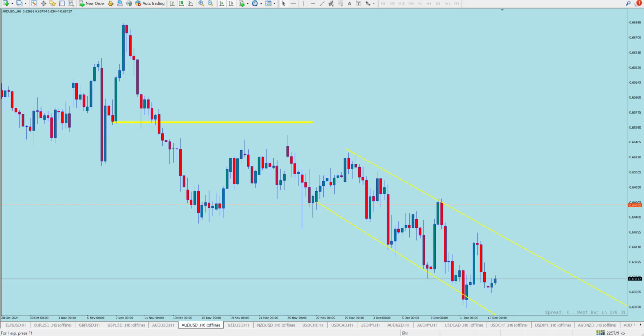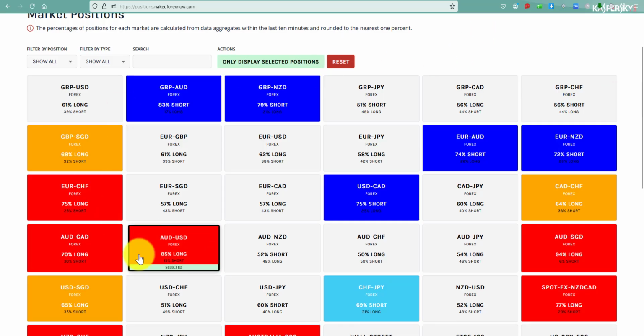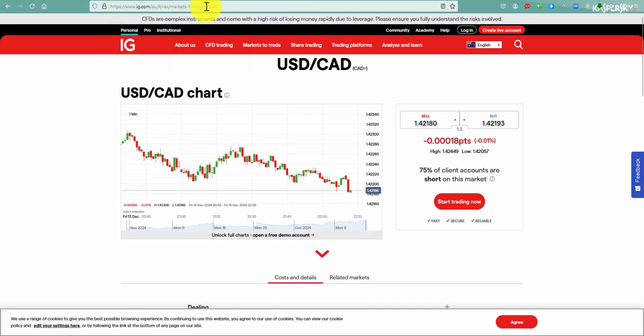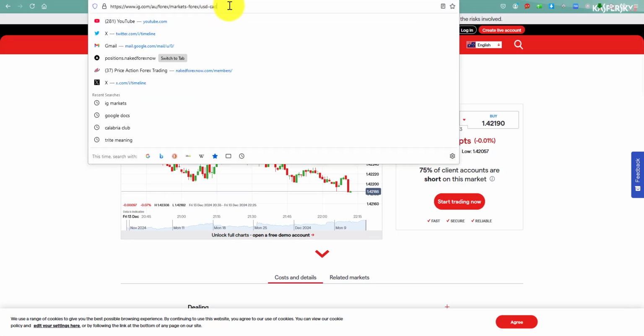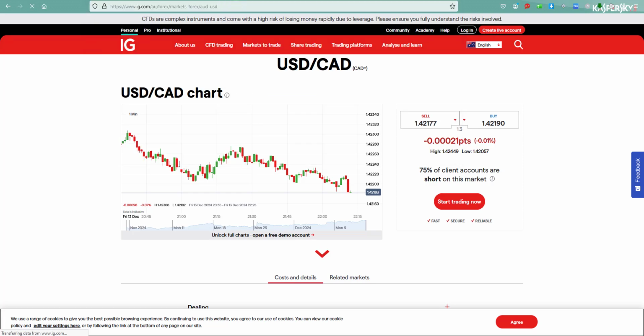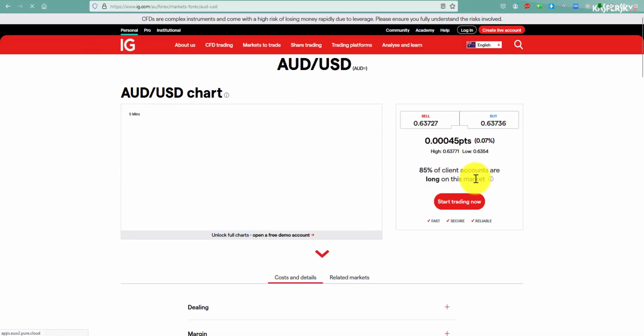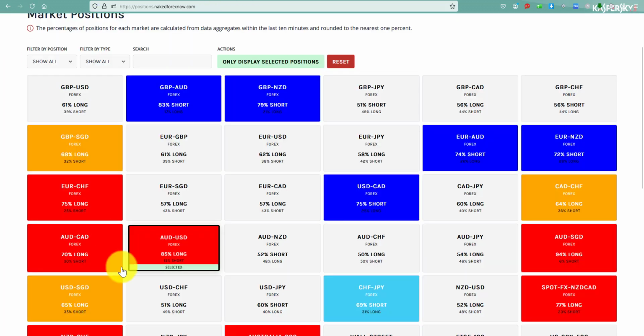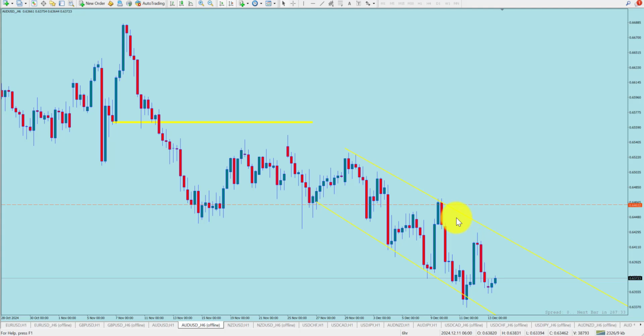when we look at our open position ratios here, why would everyone be long? Well, I'll tell you why. The reason why, and actually we could put this in for the Aussie too. Let's do that. Let's do Aussie. All you do, there we go. 85% of client accounts are long. So that means that we want to be in the 15% that are short. We want to be in the minority that are selling this downward trend.